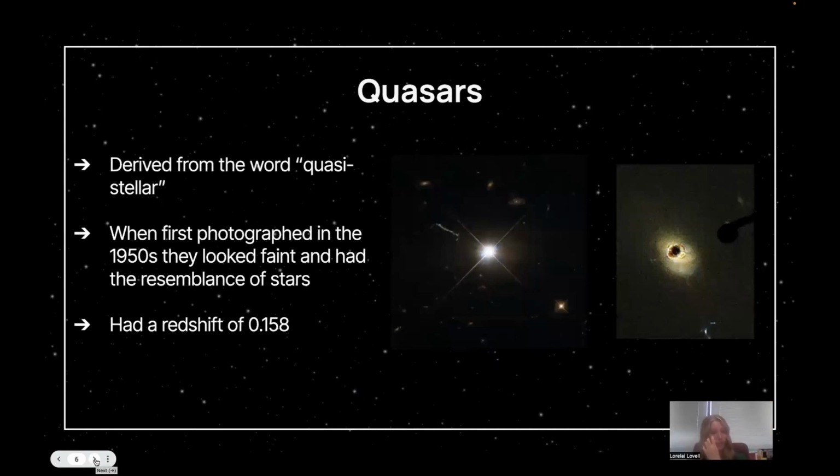Quasar is derived from the word quasi-stellar, which means star-like. This is because when first photographed in the 1950s, they looked faint and had the resemblance of stars. However, this star presented scientists with some confusion. It had a redshift of 0.158, which at the time was massive and very hard to believe. If this was true, it would mean that quasars are so bright that they outshine all stars and the Andromeda Galaxy. Now we know that this is true, and quasars are associated with galaxies in the nucleus.